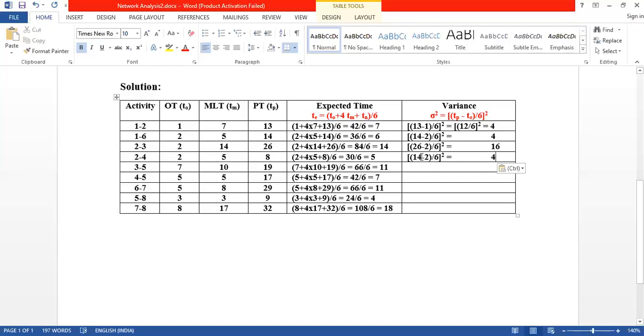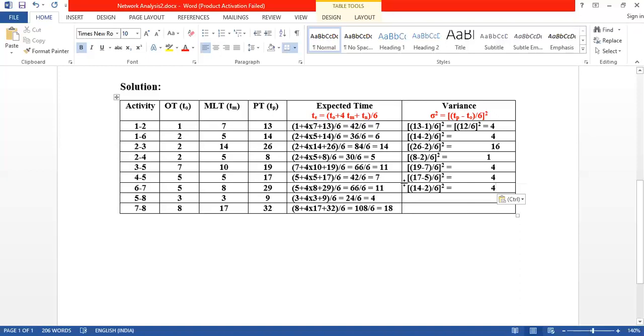Now Tp is 8, so instead of 14, it will be 8. To is 2, so let it be 2. So 6 by 6 is 1. 1 square is 1. Next, Tp is 19, so instead of 14 it will be 19. Then To is 7, so instead of 2 it will be 7. 19 minus 7 is 12. 12 by 6 is 2. 2 square is 4, right? Next, Tp is 17. To is 5, so I'll change it to 5. 17 minus 5 is 12. 12 by 6 is 2. 2 square is 4, right?